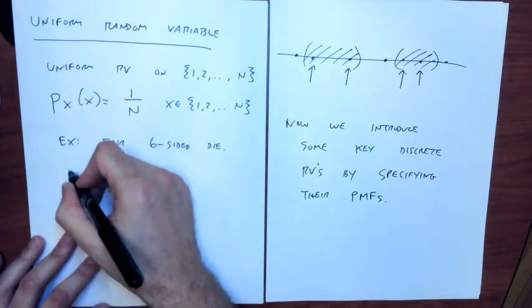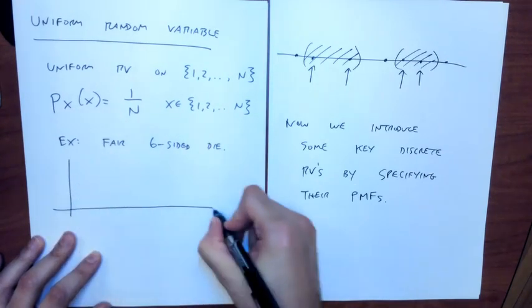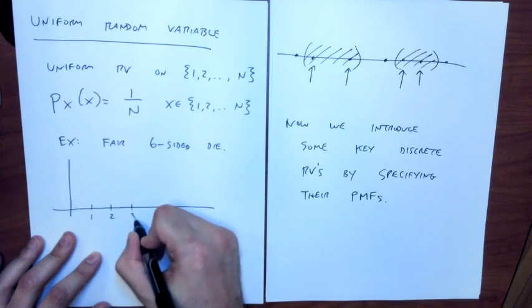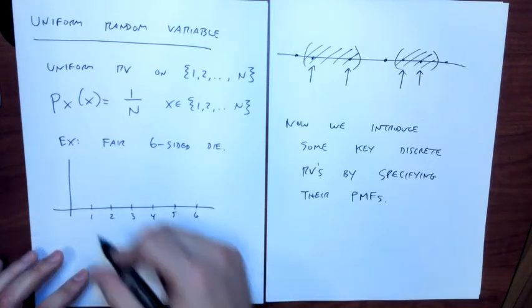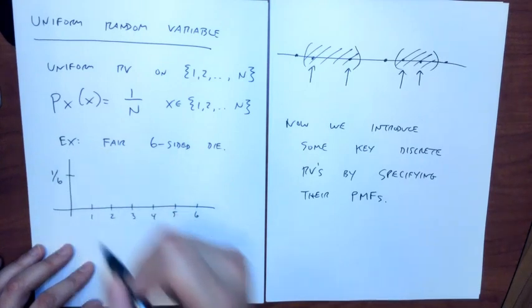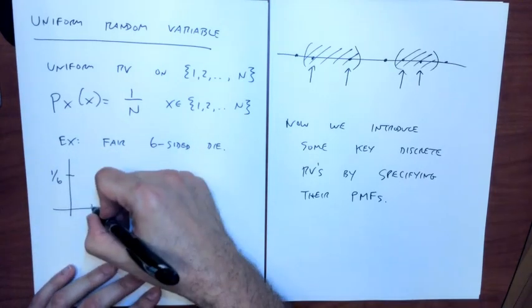Now, if I wanted to draw this PMF, how would it look? So I have 6 possibilities, and I draw 1/6 over here, and I'm going to draw it like this.